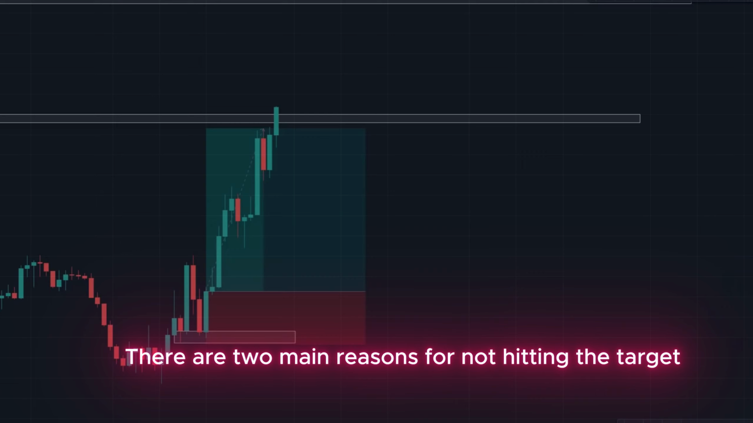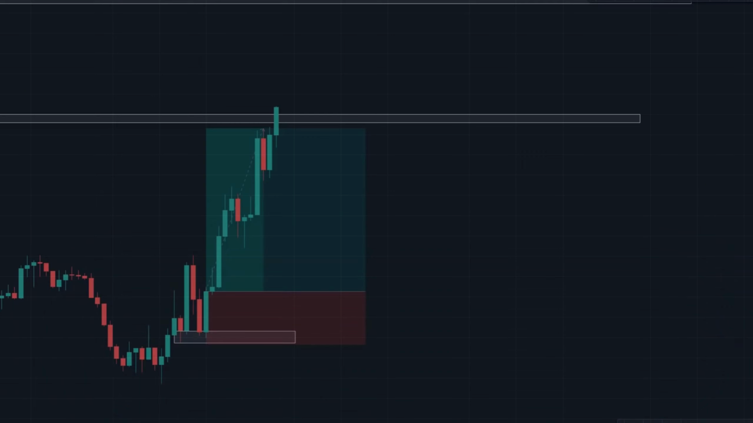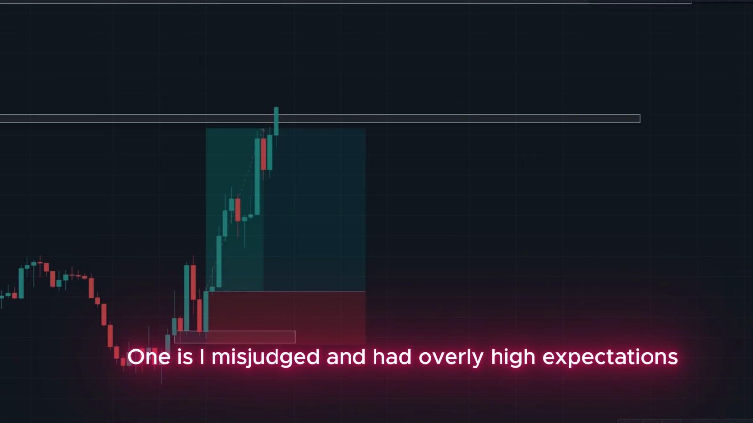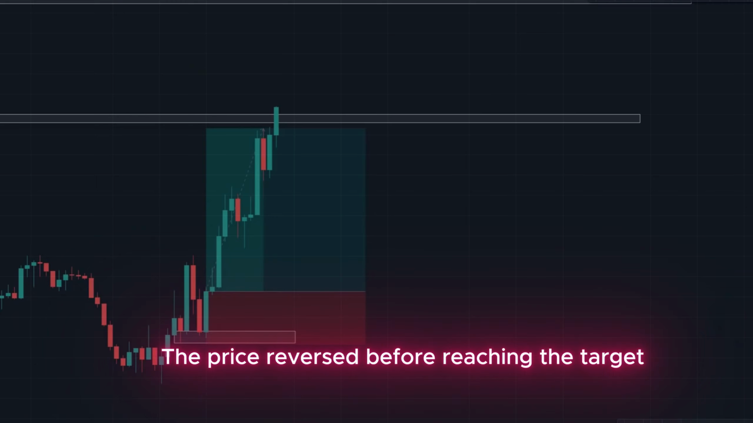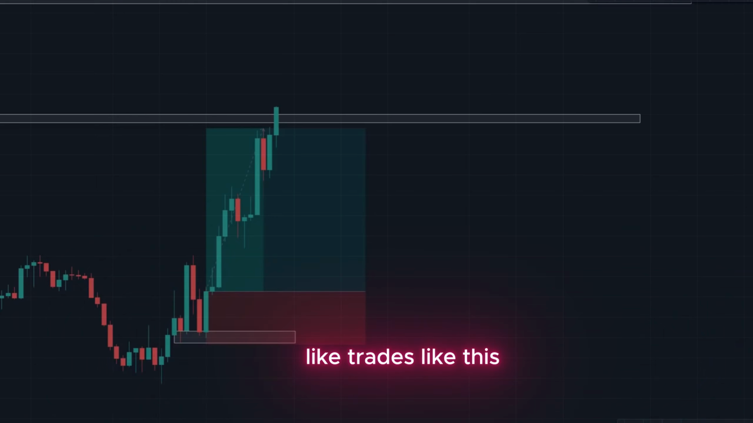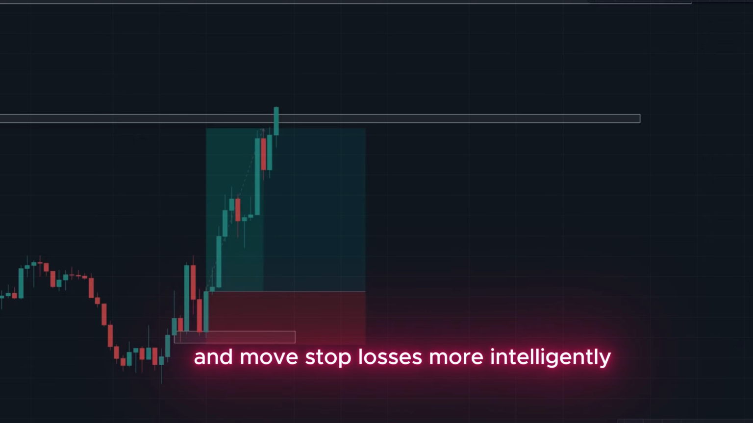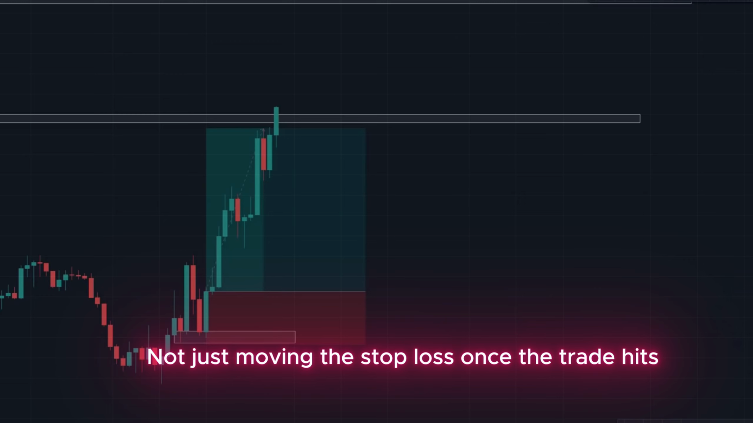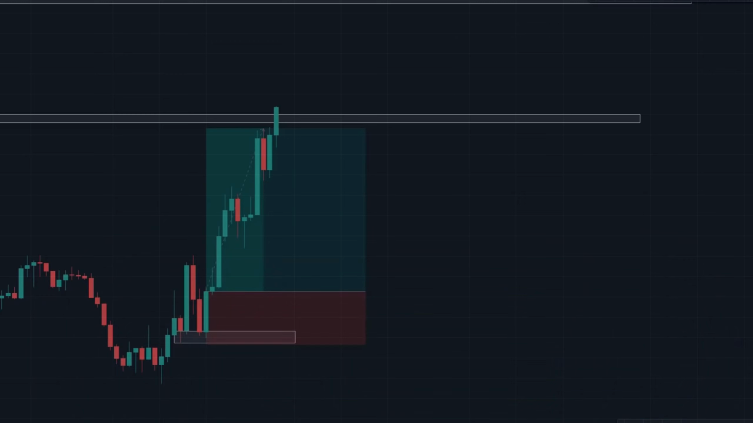There are 2 main reasons for not hitting the target. One is I misjudged and had overly high expectations. The price reversed before reaching the target, like trades like this. Two is the price pulled back, hit the break-even point, then went up to hit my target. So I'm still trying to improve how to choose take profit points and move stop losses more intelligently. Not just moving the stop loss once the trade hits a 1-to-1 risk to reward ratio.